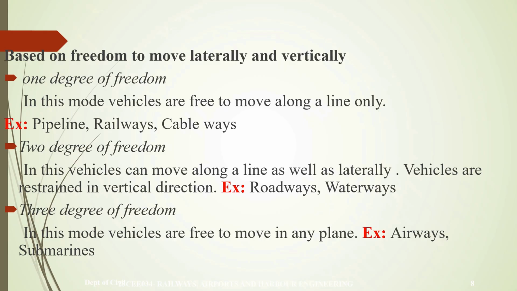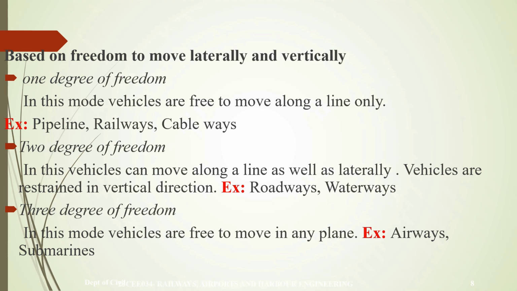The next one is based on freedom to move laterally and vertically. Comparing with structural analysis, the relationship between transportation and analysis is 1 degree of freedom, 2 degrees of freedom, and 3 degrees of freedom. We can give a few examples of each. In 1 degree of freedom, vehicles are free to move along a line only. The best examples are pipelines, railways, and cableways.